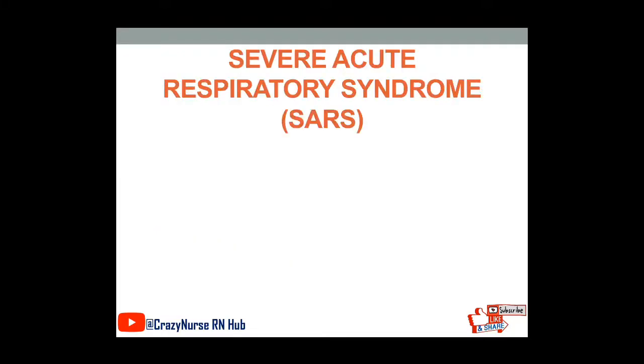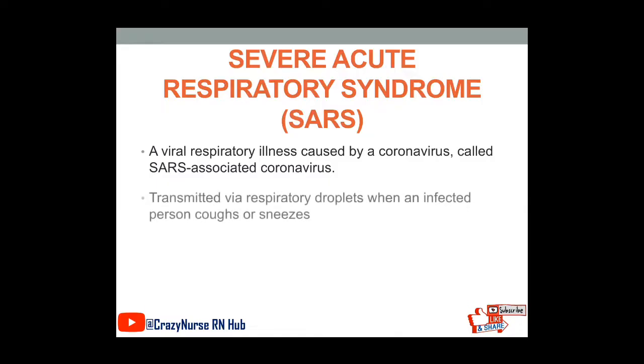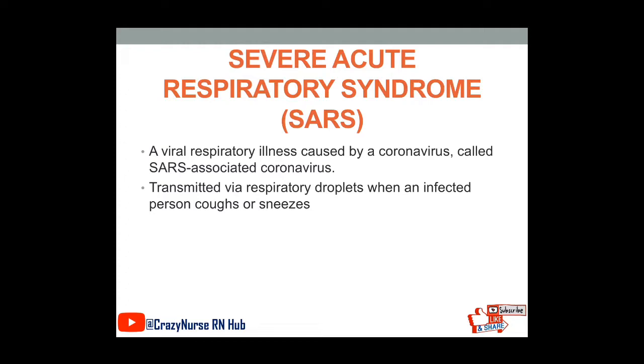Now let's proceed to severe acute respiratory syndrome, or SARS. It is a viral respiratory illness caused by a coronavirus called SARS-associated coronavirus. It is transmitted via respiratory droplets when an infected person coughs or sneezes. It can be transmitted via an infected surface or object also.